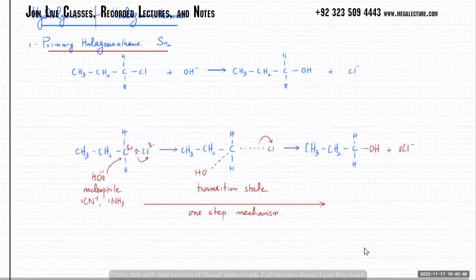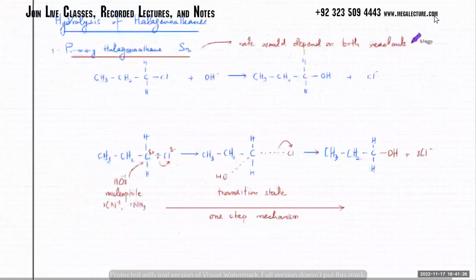And this was called, क्या कहते थे, SN2। ठीक है, why was it called SN2? Because the rate of the reaction, because there was only one step, the rate of the reaction would depend on both reactants। ठीक है, SN2 का मतलब ये होता था कि there was only one step, so rate would depend on both reactants। अच्छा, it would depend on both reactants, ठीक है, ये उसका मतलब होता था.